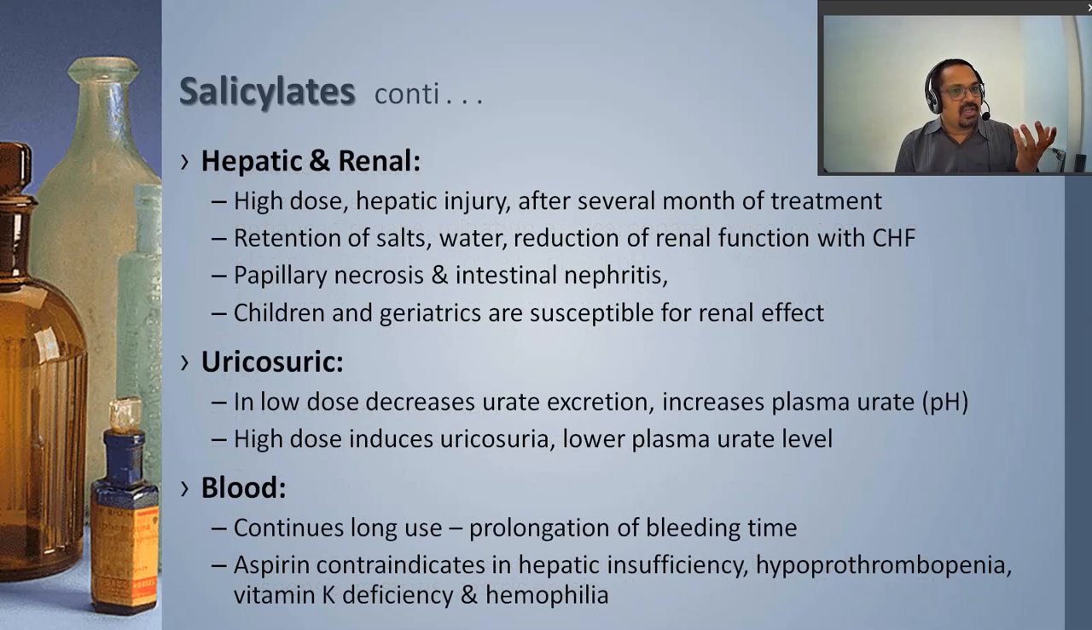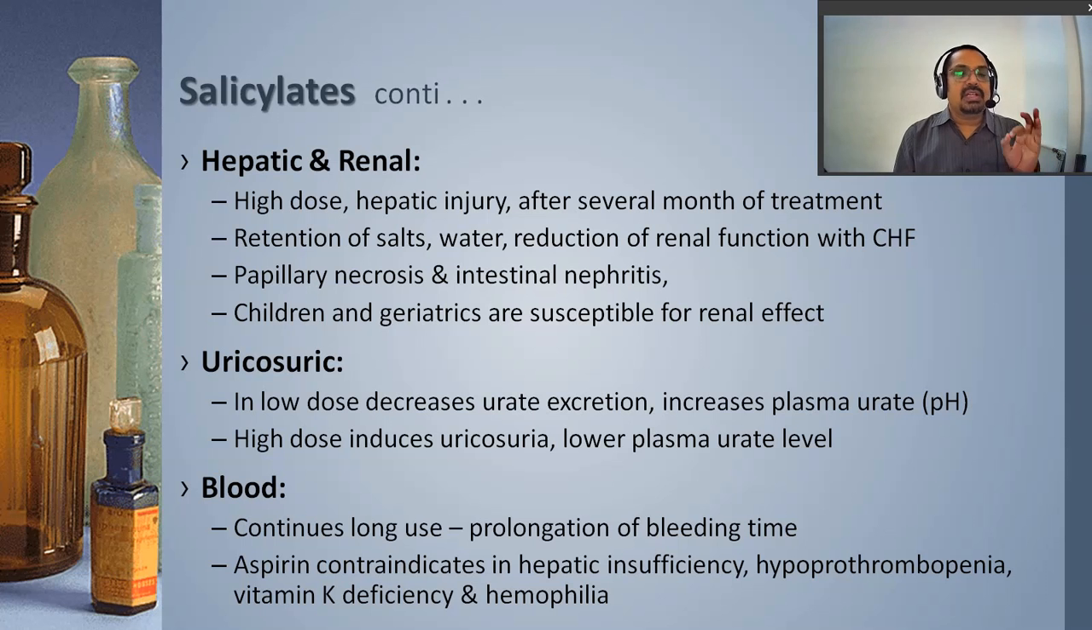As far as the effect of salicylate on the liver and renal metabolism is concerned, in a high dose they produce hepatic injury. After several months of treatment, they produce injury to the heart, retention of salt and water, and reduction in renal function tests with CHF. Whenever there is congestive heart failure, renal function will be reduced. Papillary necrosis will be obtained, interstitial nephritis. Children and geriatric patients are more susceptible as far as the renal effect is concerned.